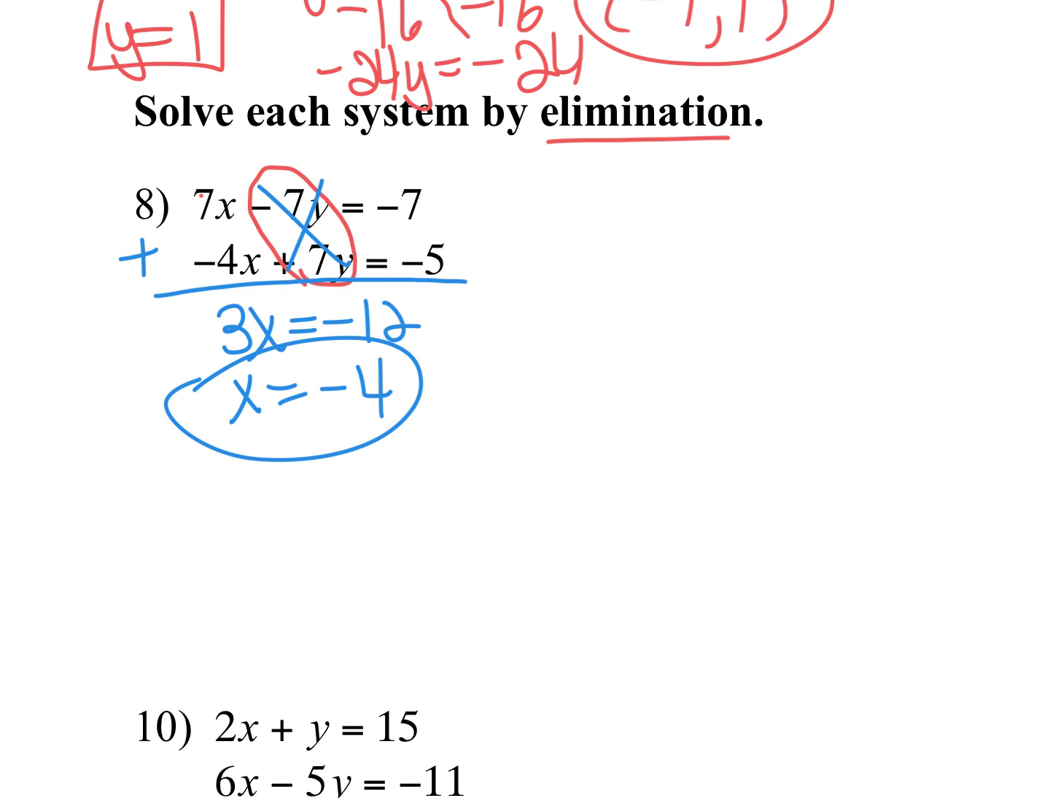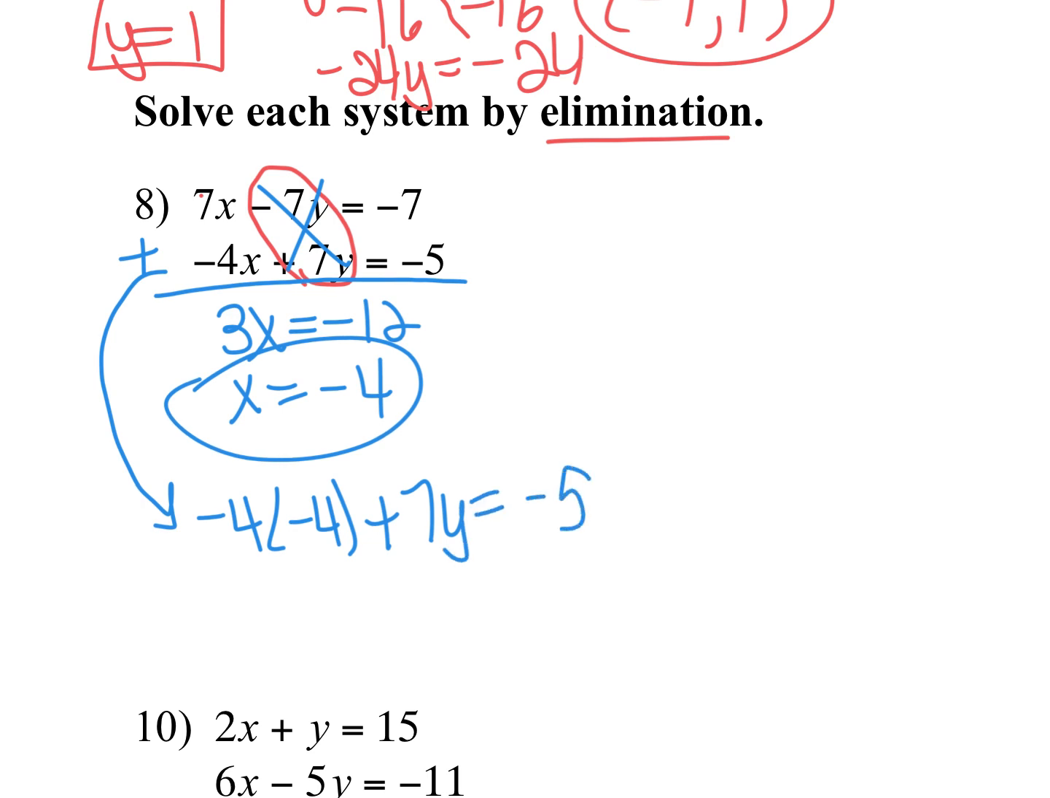If you look at these, it's not easy to just pick which one you want to substitute the x back into. I usually try to pick one with smaller numbers or more positives. In this case, it really doesn't matter. So I'm just going to go ahead and substitute into that second equation. So I'm going to say negative 4 times negative 4, because that's what x is, plus 7y equals negative 5. So I got negative 16 plus 7y equals negative 5. If I add 16, oh, that should be positive 16 right here, sorry.